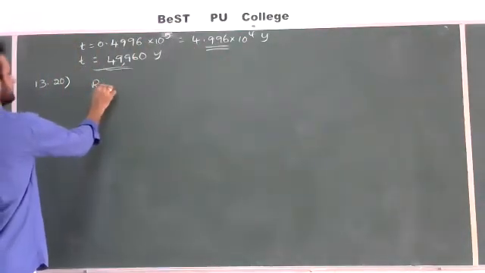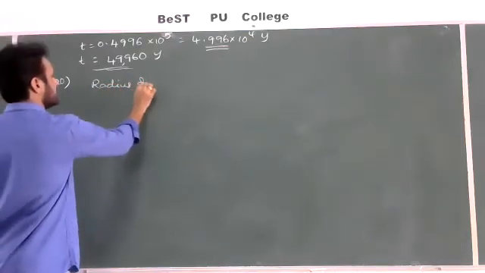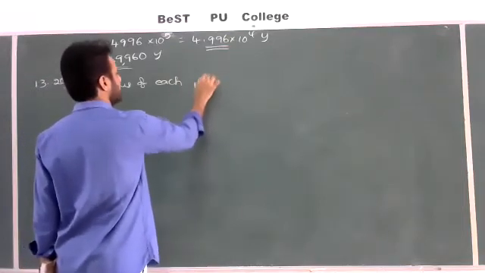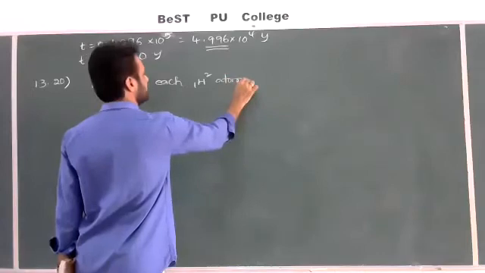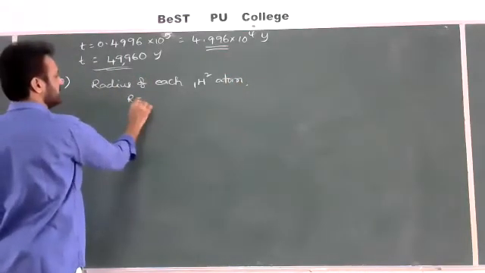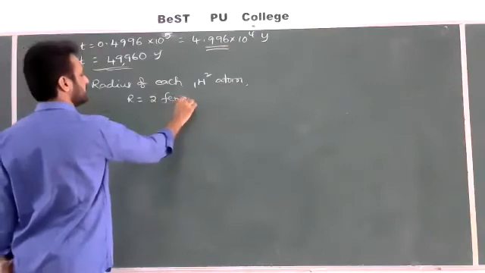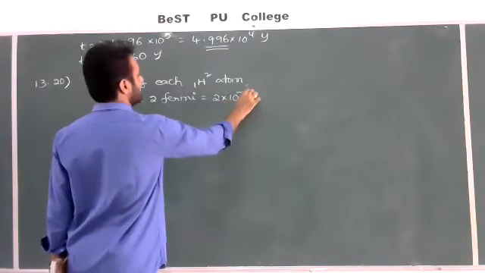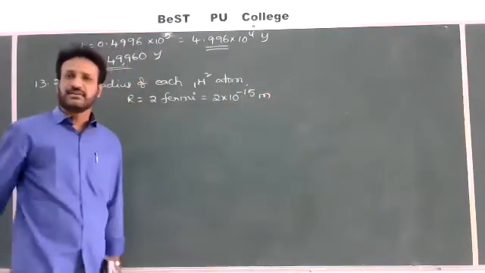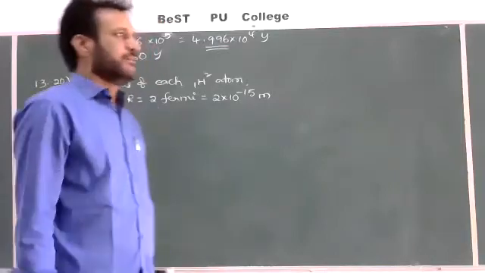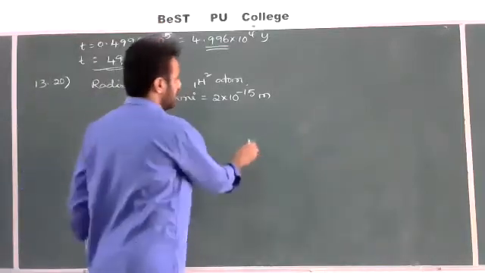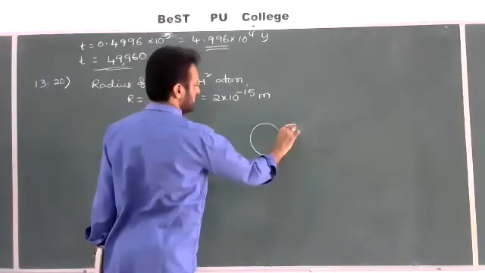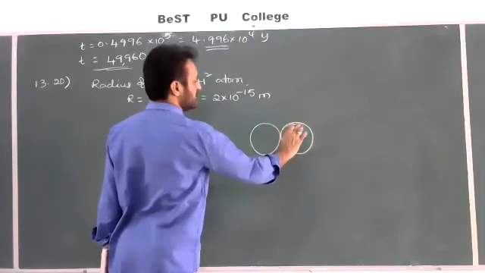Radius of each deuterium atom, each 1H2 atom, R is equal to 2 Fermi. That is 2 into 10 to the power of minus 15 meter. 1 Fermi is equal to 10 power minus 15 meter. Initially both are coming towards each other and both will hit each other like this. Both are deuterium atoms only, both having the same mass.